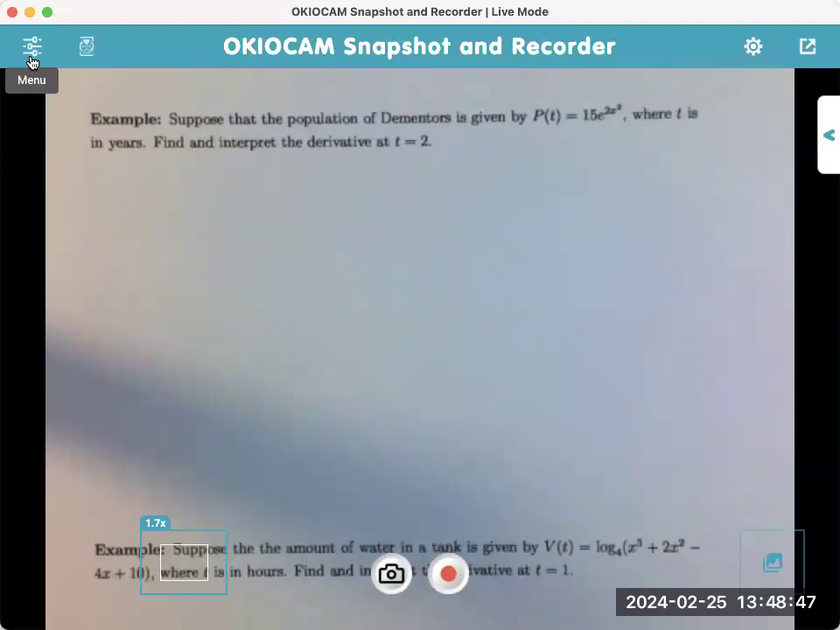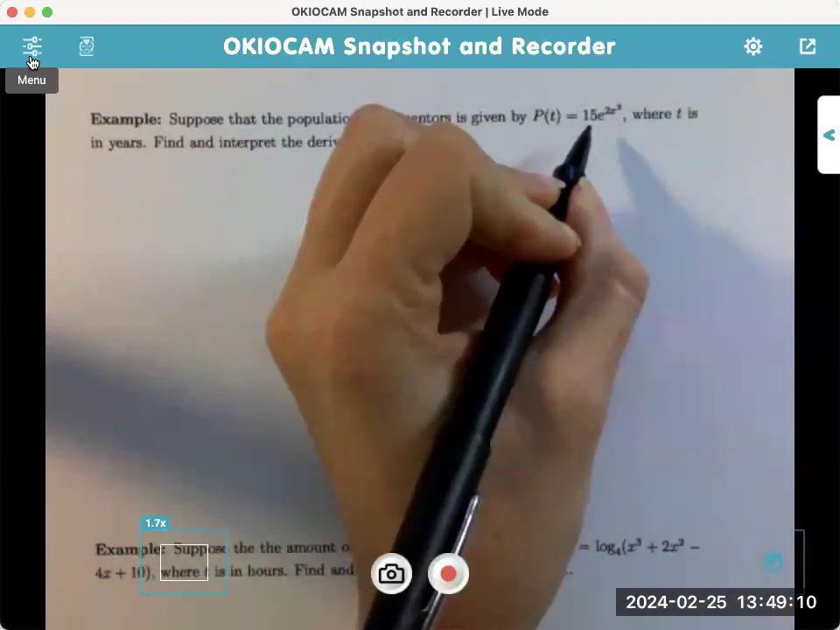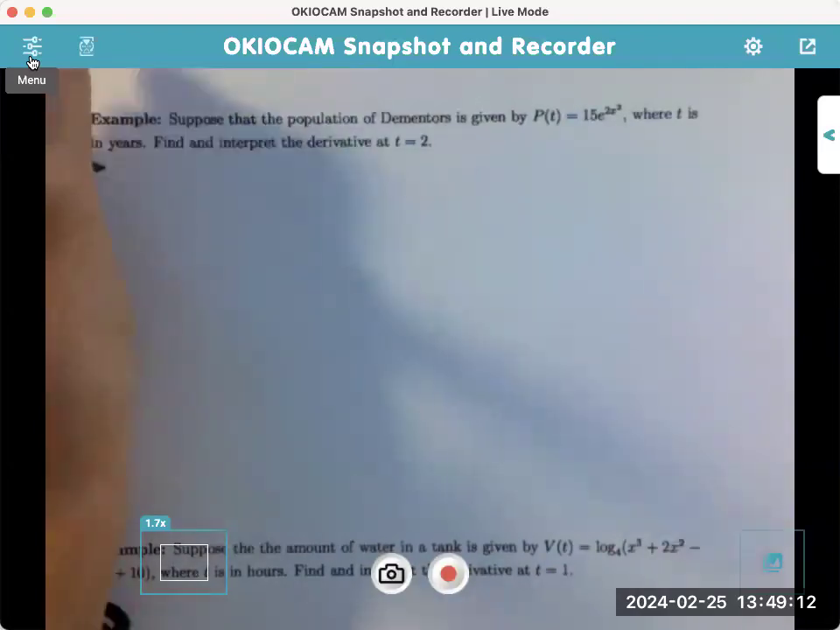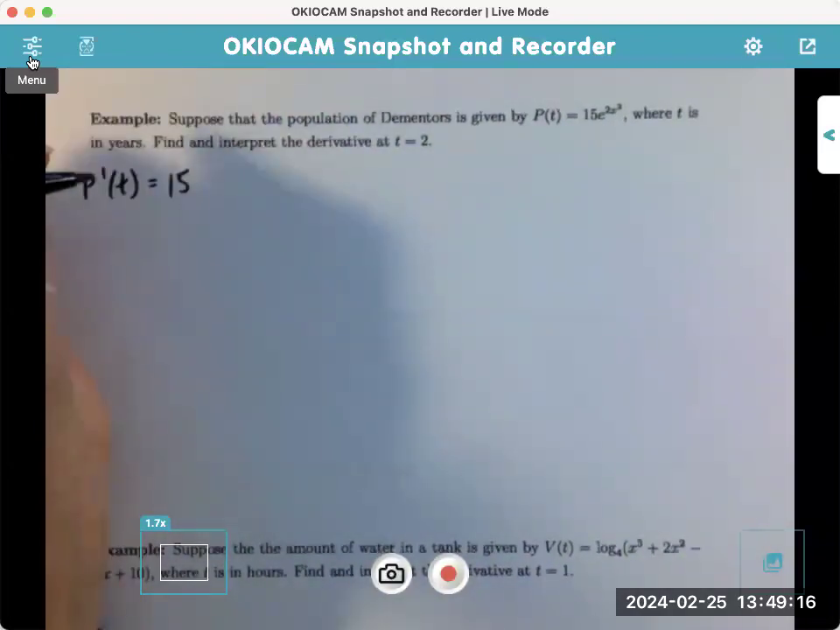Suppose that the population of dementors is given by P of t equaling 15 e to the 2x squared, where t is time in years. Find and interpret the derivative at t equaling 2. So remember, 15 is a coefficient. It's going to hang out, it's along for the ride. So P prime of t is 15.